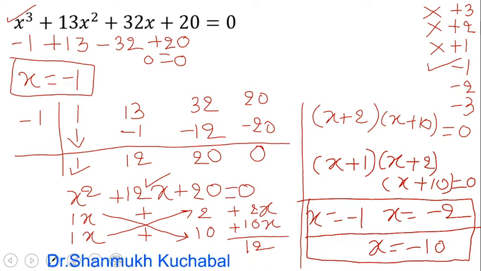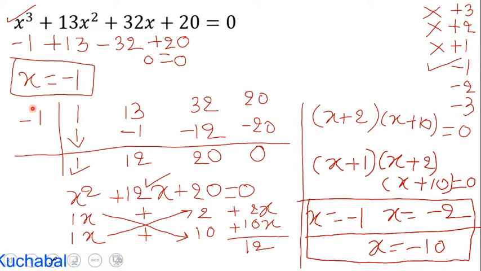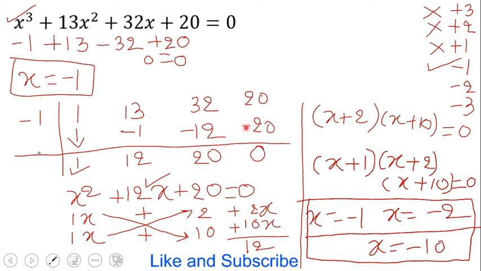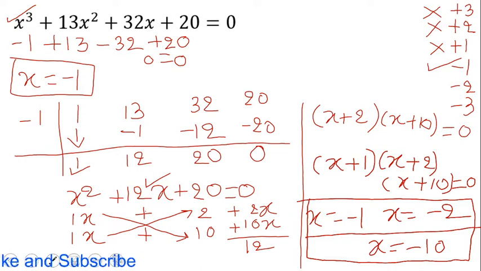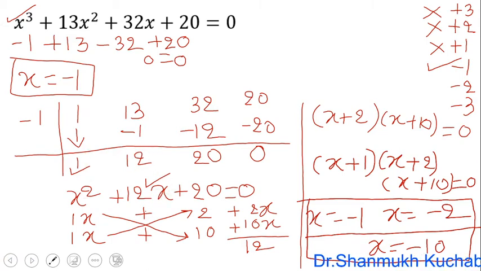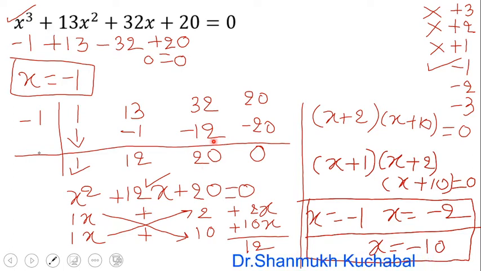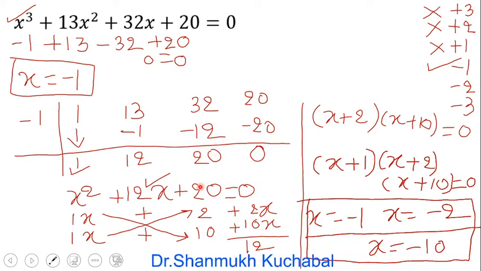We take the first number the same. Now whatever is there, we multiply with this number. 1 into minus 1, minus 1. 13 minus 1 we get 12. 12 into minus 1, minus 12. So we do a subtraction, 20 minus 12... 20 into minus 1, minus 20. So plus 20 minus 20, 0. Now the highest power is 3, decrease it: x square coefficient 1, x coefficient 12, and the constant 20, equal to 0.